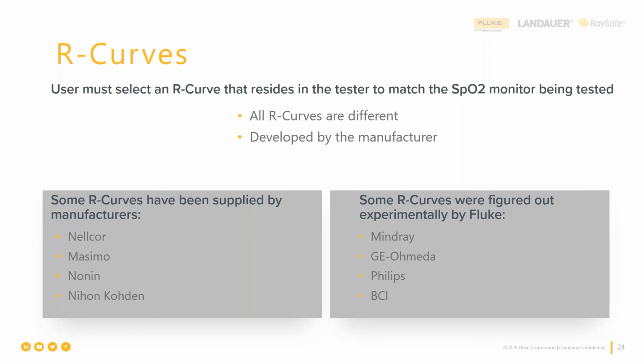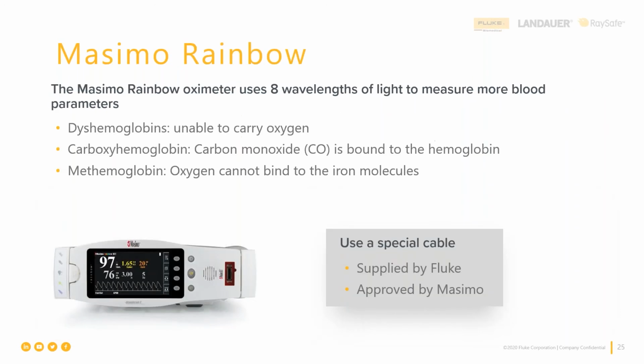And you may find that you need an R curve that is not automatically built into the instrument, and we provide a utility that you can use to create an R curve and install it into the ProSim 8 as a custom R curve that can be used by you during testing of manufacturer brands and models of pulse oximeter that are not in the list. And that only applies to ProSim 8, not to ProSim Spotlight.